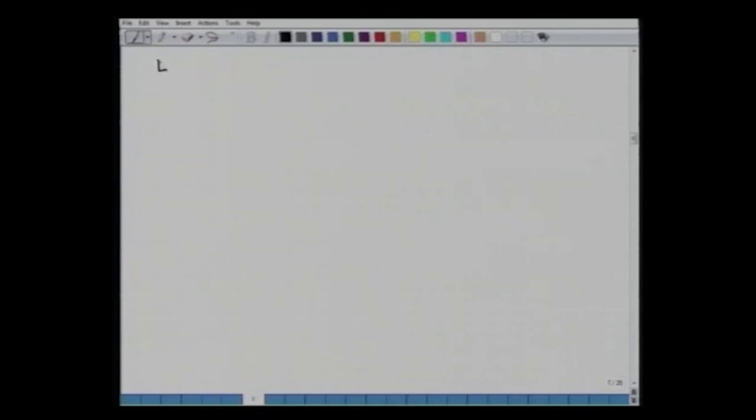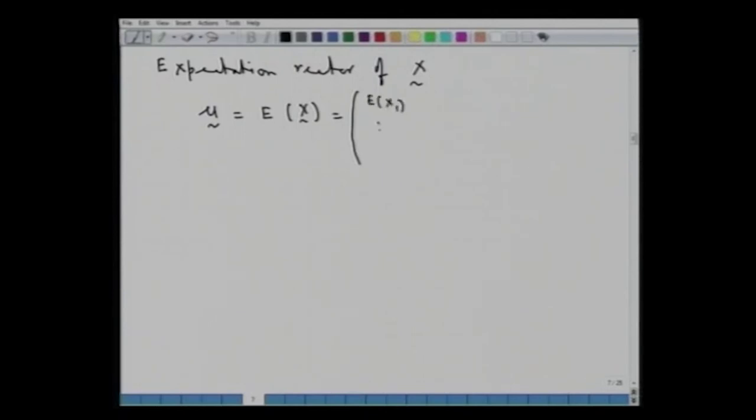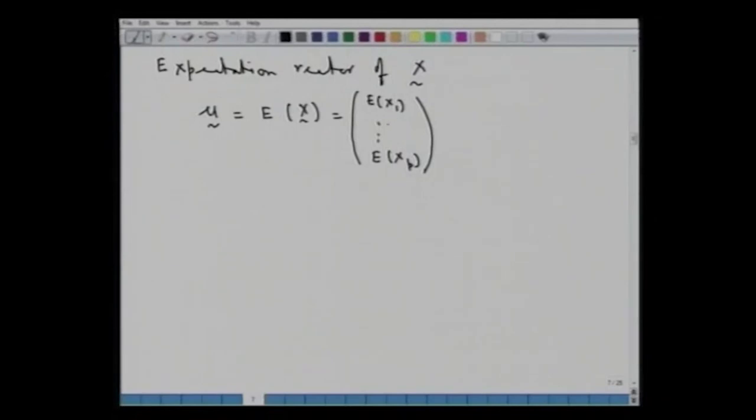So, we define the expectation vector of this random vector x to be the following. Let us denote that by the vector mu, which is also a p-dimensional vector, which is the expectation of this random vector. So, that is defined as the following. It is the component-wise expectation of the corresponding random variables x1, x2, ..., xp. Now, these expectations E[xi] appearing in this vector are computed from the probability density function of the respective random variable xi.